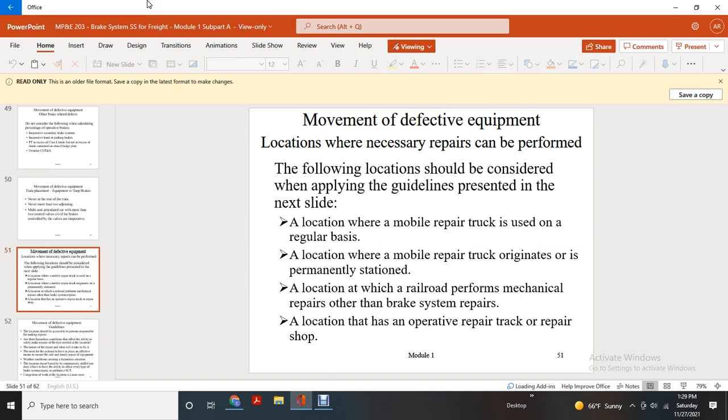Applying the guidelines from the next slide: the location of a mobile repair truck used on a regular basis, or the location of a possible mobile repair truck originating from or permanently stationed at a location with the railroad, performing mechanical repair of the brake system, such as an operative repair track or repair shop.